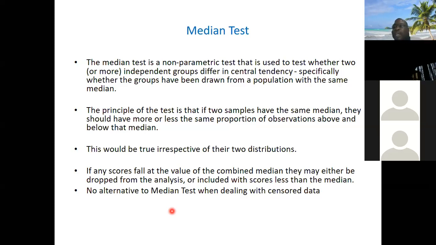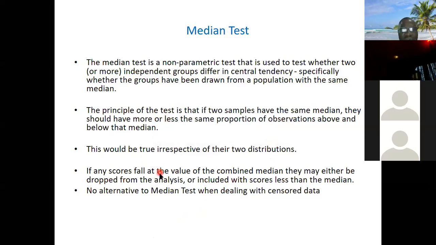So if they have the same median, they should have equal proportion above and below the median. And if that's the case, it should be 50-50, because the median is the one that has 50% above, 50% below. This will be true irrespective of the two distributions, whether one is skewed and one is normal. This issue of median ranking has nothing to do with whether something is normally distributed or not. You first arrange it in ascending order and look for the middle one. So that's nothing to do with skewness or not.